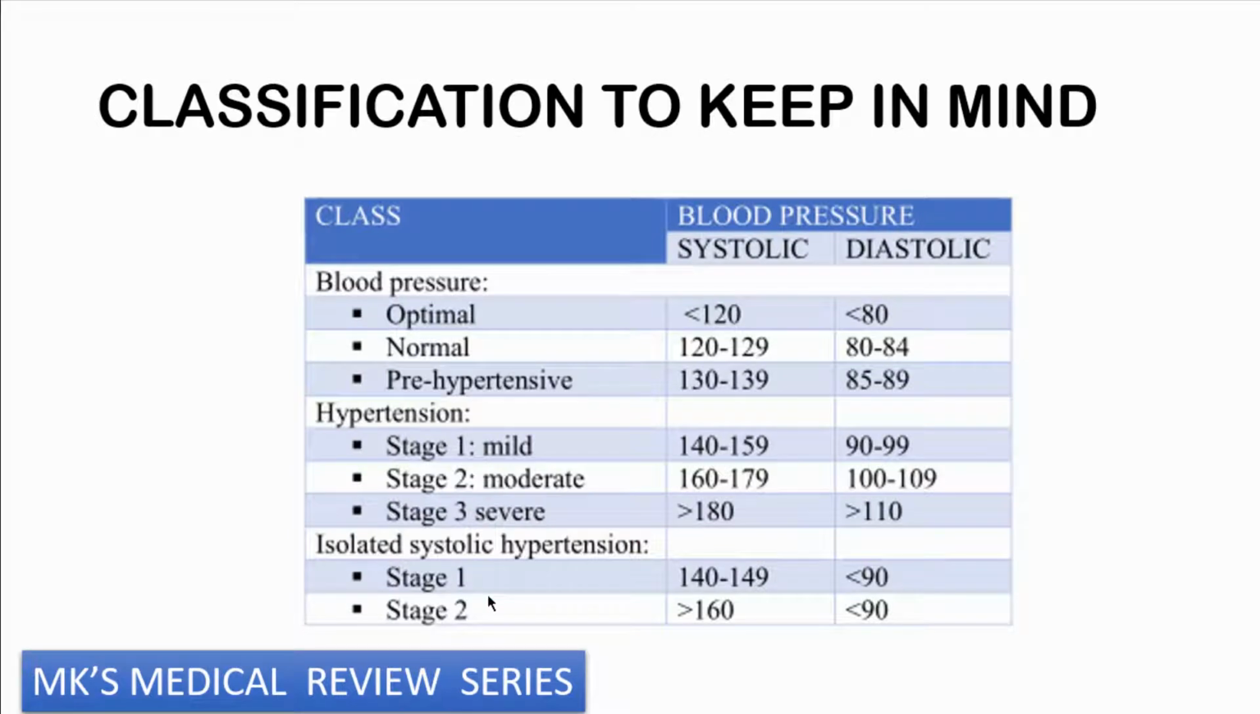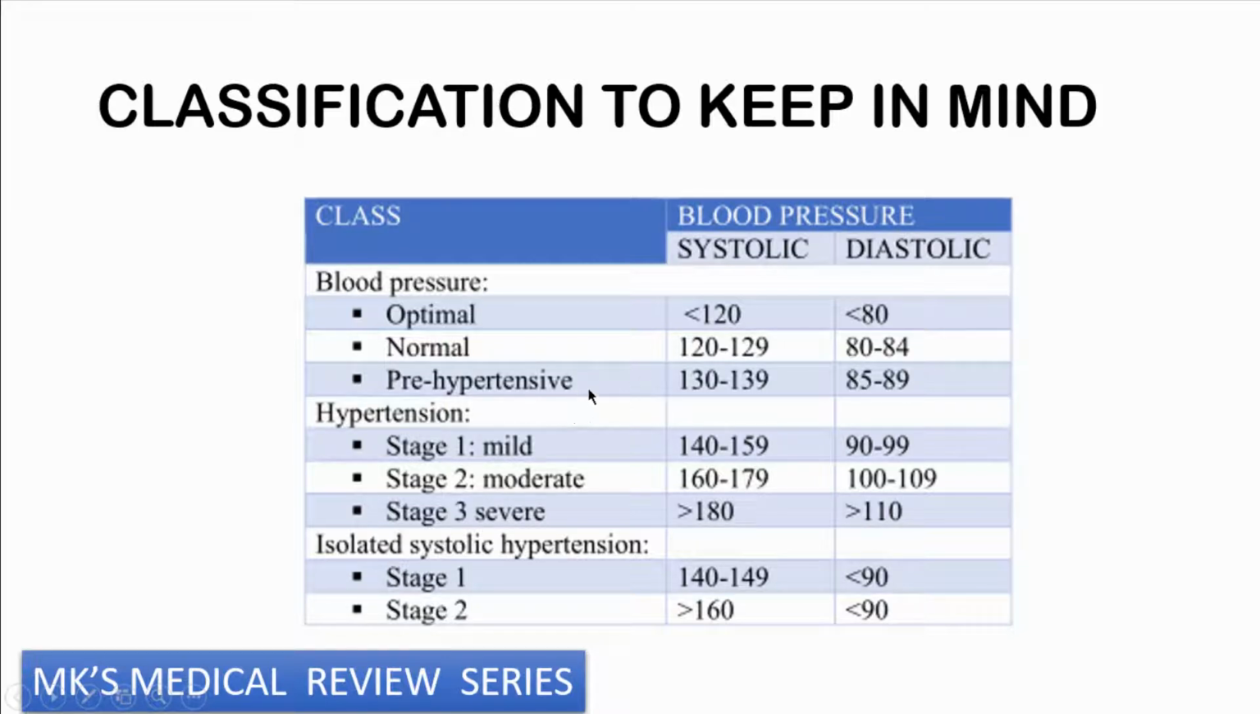The table that I want you to know and keep in mind is this classification that I'm about to show you right now. So someone who has a blood pressure that is less than 120 systolic and less than 80 diastolic, that is optimal. And then someone who has a blood pressure between 120 to 129 and 80 to 84, that's considered normal, okay? A higher degree of normal. Then those that have 130 to 139 as well as 85 to 89, you consider these as pre-hypertensive.